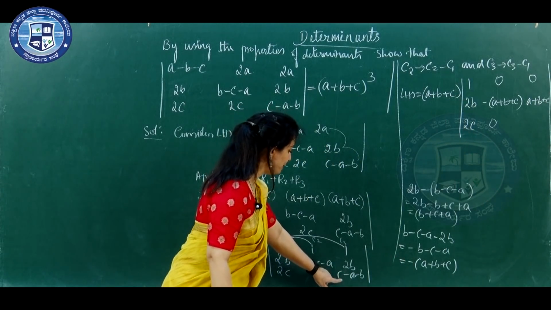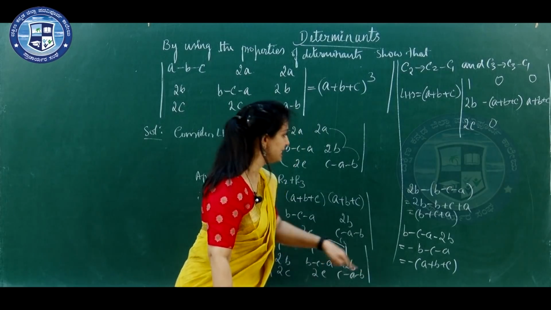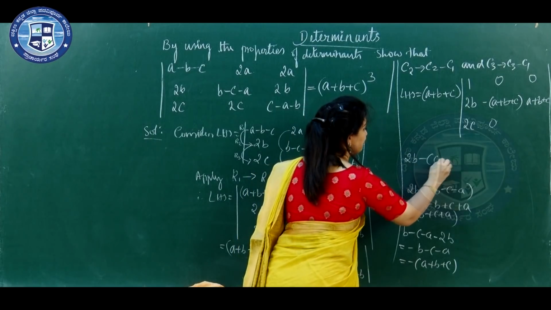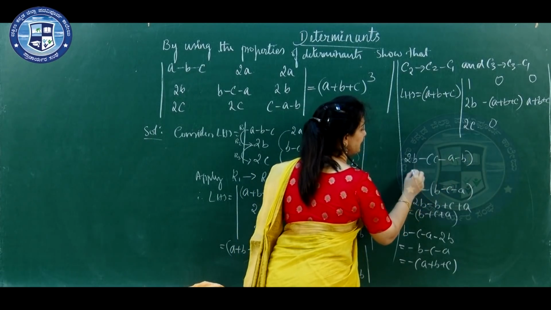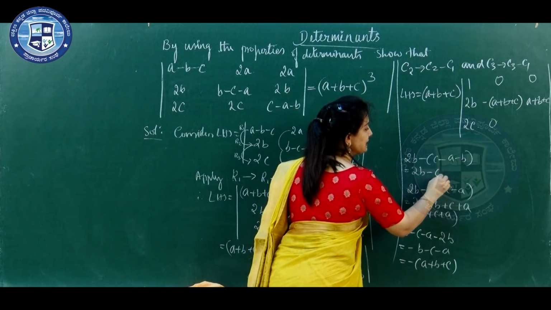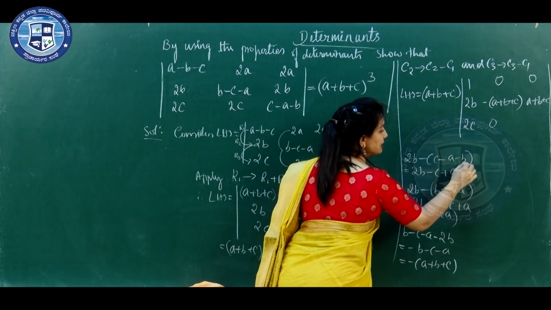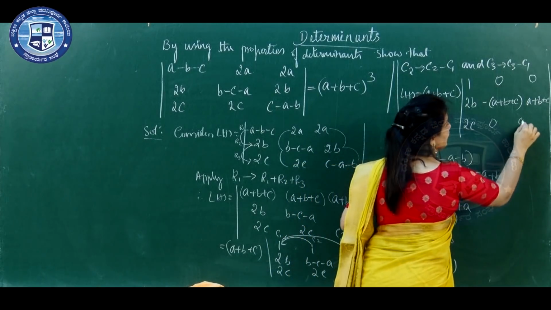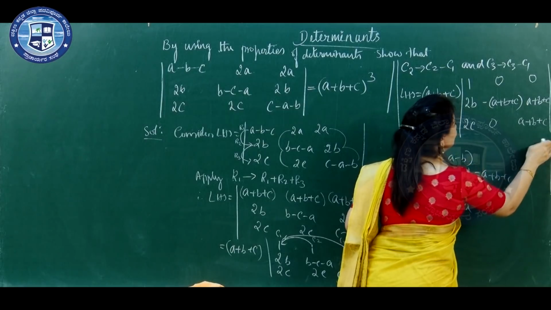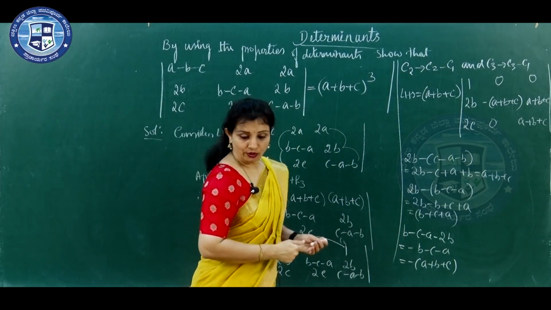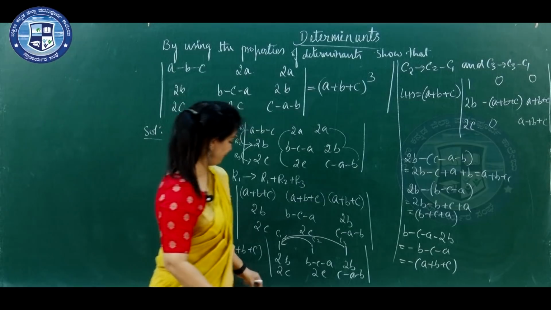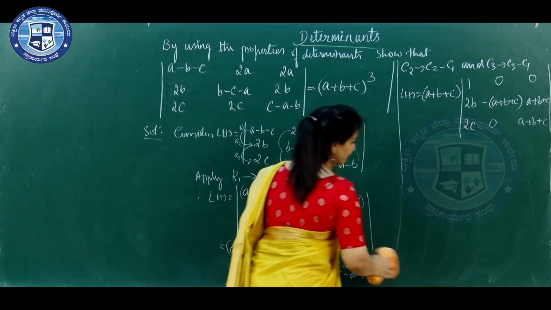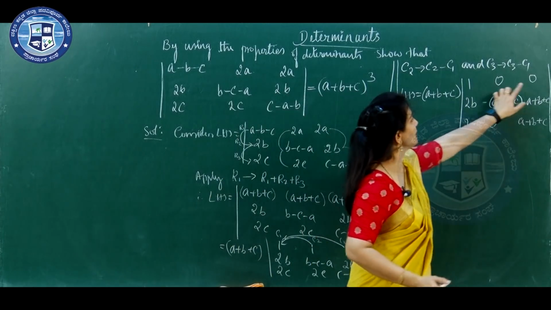After that, 2B minus C minus of C minus A minus B. This is 2B minus C minus of minus plus A minus of minus plus B, which is again A plus B plus C. So, here A plus B plus C. Observe this, we have 2 zeros in the first row.